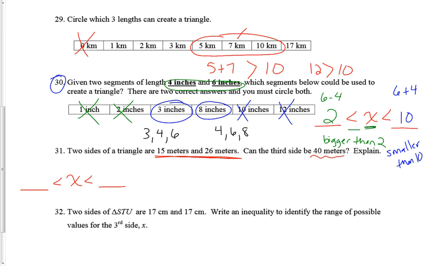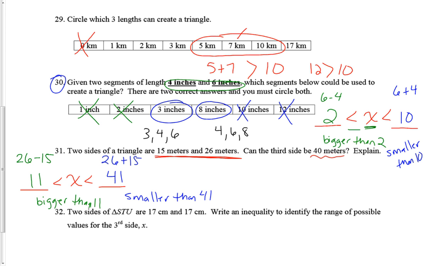So for the first one, I'm going to subtract the two numbers, and 26 minus 15 is going to give me 11, which means that the third side must be bigger than 11. Next, I need to add the two sides I've been given. When I add the 26 and the 15, that gives me 41. And the third side has to be smaller than 41.